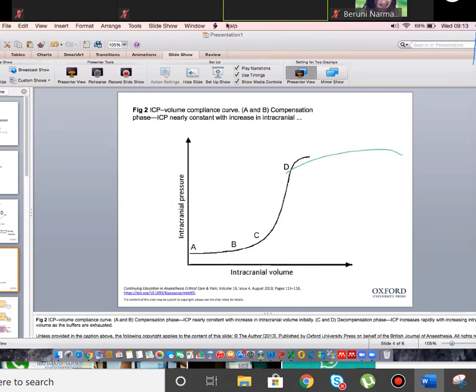How do you put this clipboard? Share. Whiteboard. Share. Can you see this whiteboard? Yes, sir. CPP equals mean arterial pressure minus ICP.